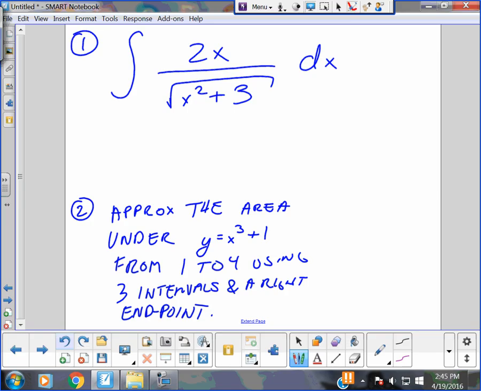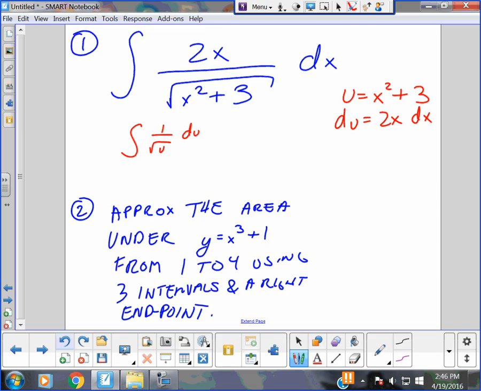This is a u-substitution. With some practice, you might not even need to do the u-substitution. The derivative of u is du. The derivative of x squared plus 3 is 2x dx. Because I really can't make the integration work as is, I look up at the board and I see this junk is u. 2x dx is what? du. So I can rewrite this problem as the integral of 1 over the square root of u du. You guys agree?